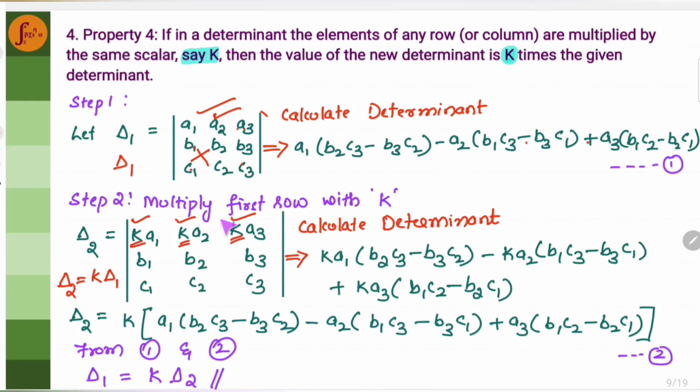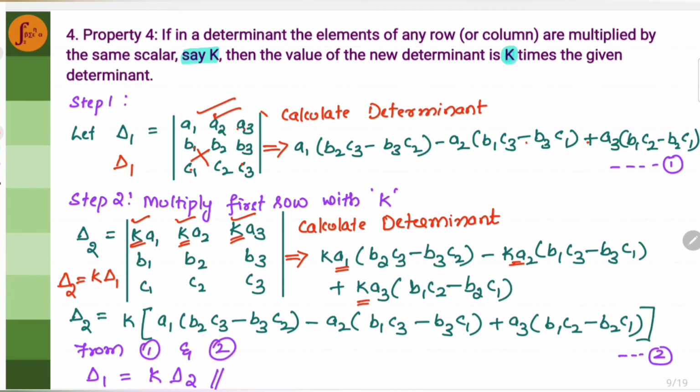Now, you multiply the first row with k, right? See, you have k into a1, k into a2, k into a3. Now you calculate the determinant. It's going to be the same thing. Same thing you can copy paste, just that the elements, instead of a1, it's going to be k into a1, k into a2, k into a3.